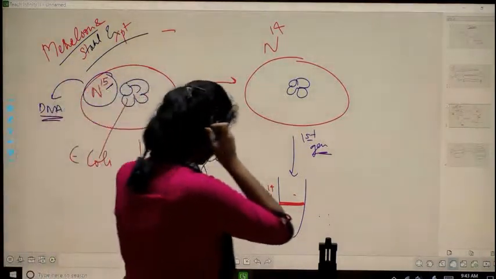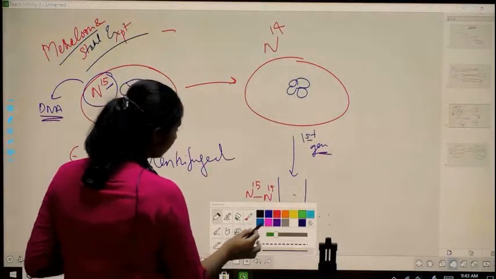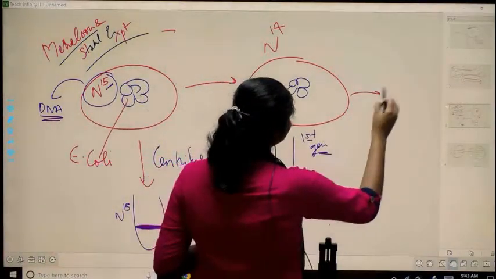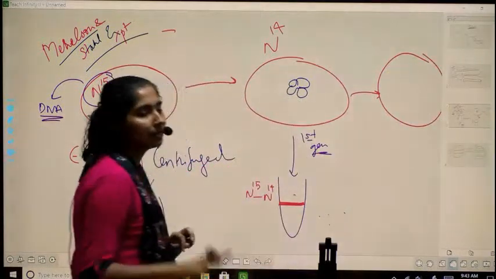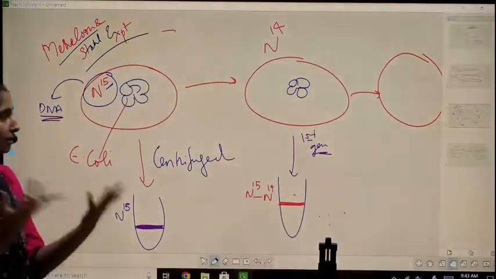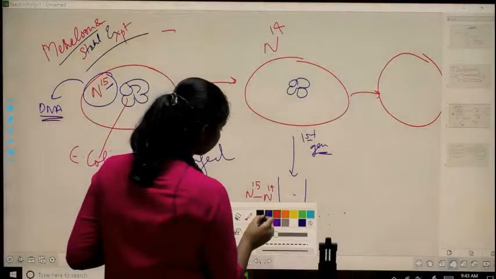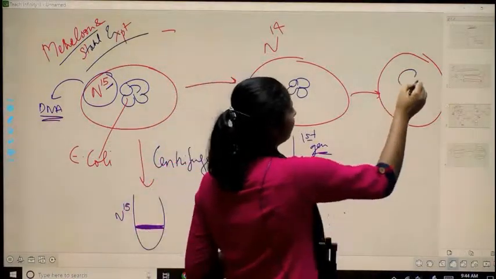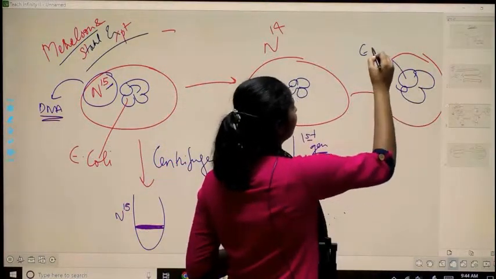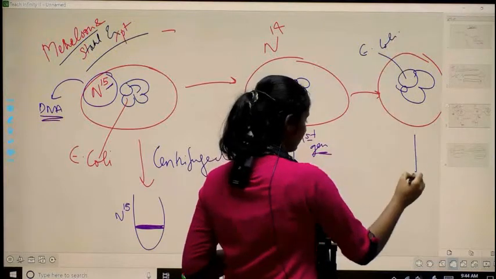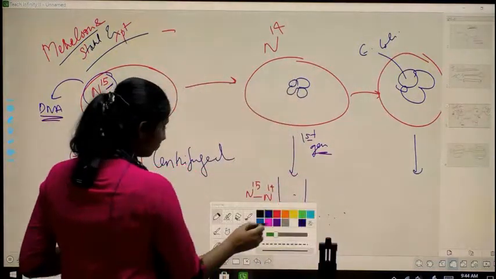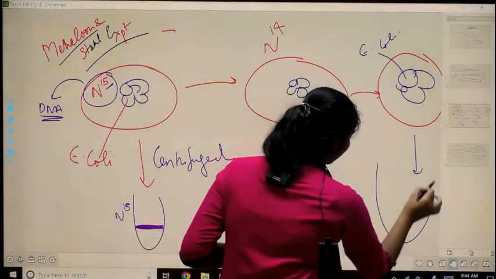And finally, what they did was, after a few more generations in the same N14 medium, they again took a sample. And this time, what did they get? They got two bands.